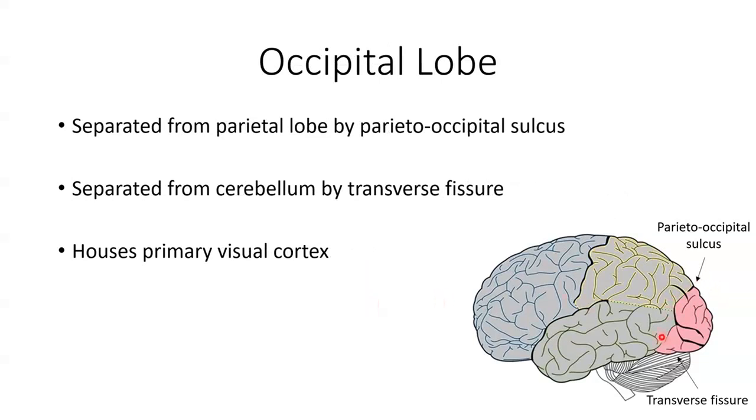The occipital lobe, so this lobe here in pink, sits at the very back or the posterior of the brain, separated from the parietal lobe by that parieto-occipital sulcus, and then separated from the cerebellum here by our transverse fissure. The occipital lobe houses our primary visual cortex, so it receives all the information from our eyes directly back into our occipital lobe. The occipital lobe also contains several association areas, so these are specialised for different visual tasks, such as visual spatial processing, colour differentiation, and motion perception, so how things move.